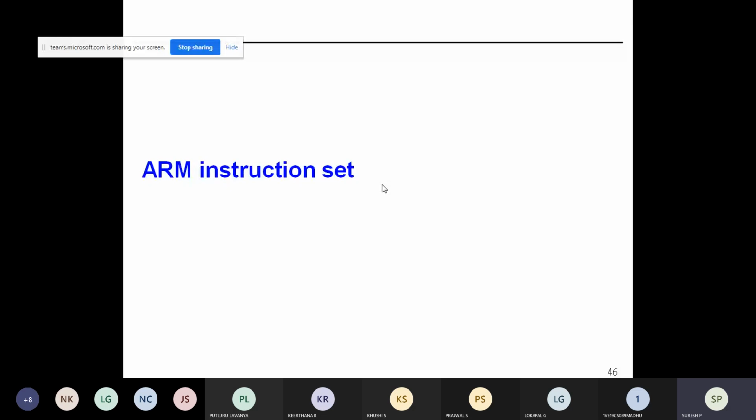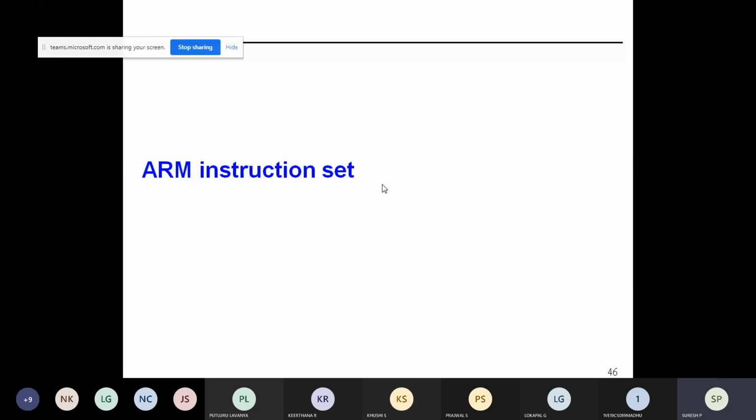After that we discussed the core extensions. In the core extensions we discussed four different parts: cache and tightly coupled memory, which are memory extensions, and coprocessor. Okay, so next we are going to the ARM instructions.